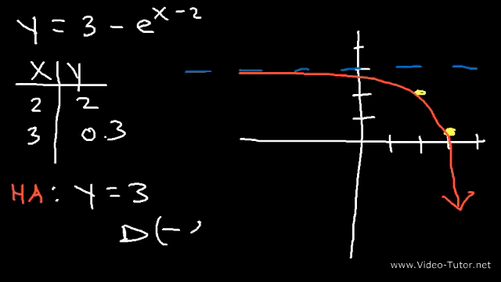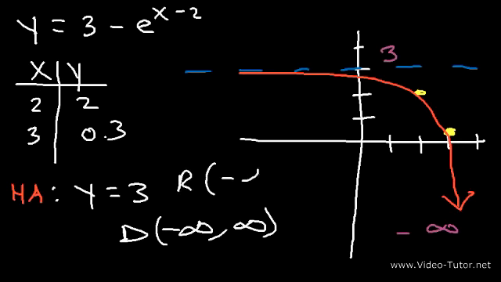So the domain is going to be the same, -infinity to infinity, but the range is a little different. Starting from the bottom to the top, the lowest y value is -infinity. The highest in this case is the horizontal asymptote of 3. So the range is from negative infinity to 3, but not including 3.